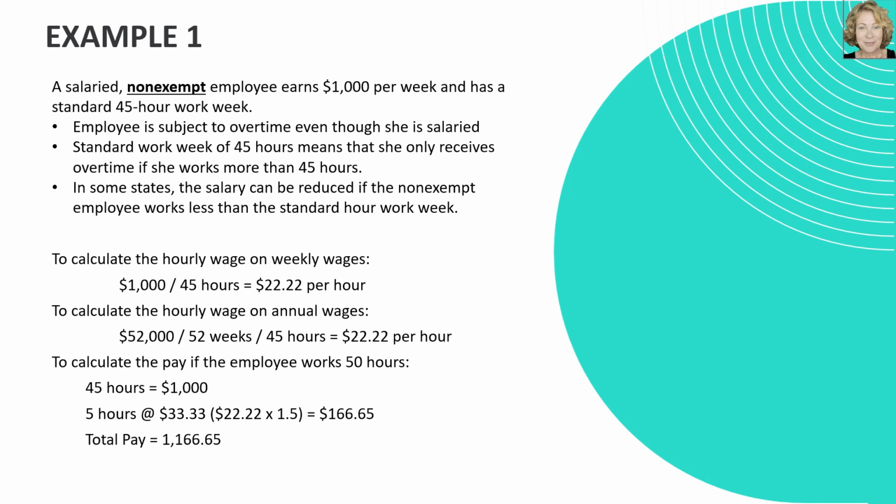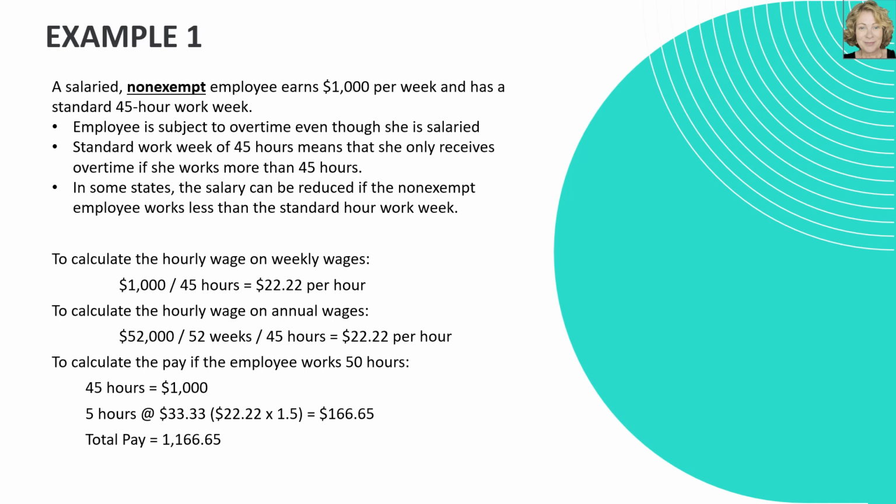In some states, the salary can be reduced if the non-exempt employee works less than the standard number of hours per week. But let's look at this particular employee. So we would calculate the hourly rate on weekly wages by taking the weekly salary, in this case a weekly salary of $1,000, and divide it by the standard 45-hour work week. Some employees may have a 40-hour work week, some have 37 and a half hours. This employee has 45 hours. When we complete that calculation, we find $22.22 per hour as the hourly rate.